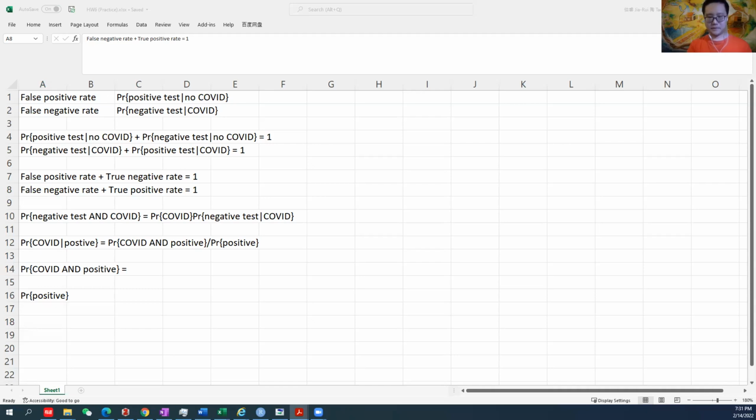All right, any questions regarding the conditional probabilities or the conditional rates of the test results? Oh, wonderful. It seems you all understood these concepts really well. Now maybe we can continue with problem 3 or 4.